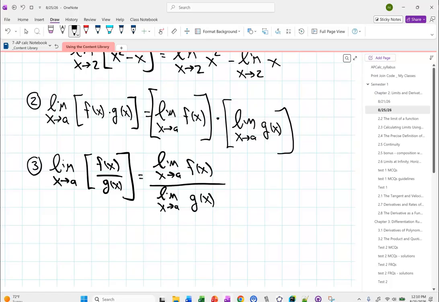Do the same thing with division, with one important caveat. What do we have to worry about here? Flipping. Provided that the bottom limit is non-zero. If it is zero, you can't say anything about it, can't do this. It doesn't help you find the limit, right?